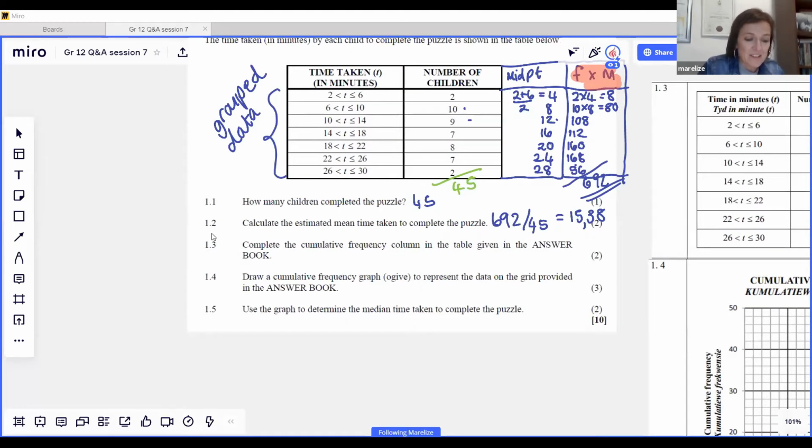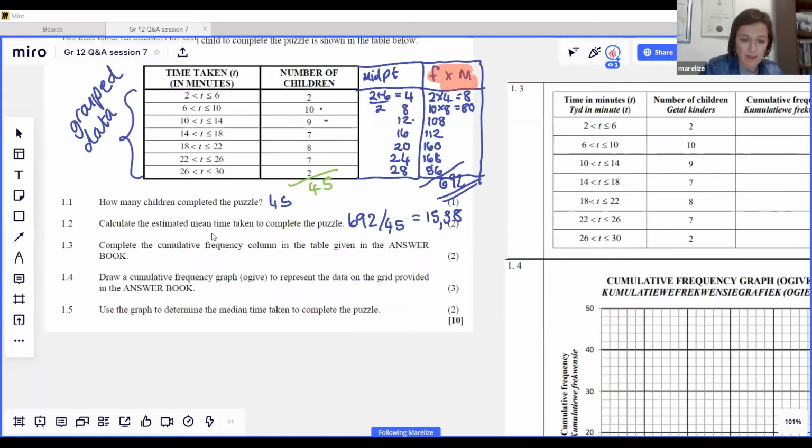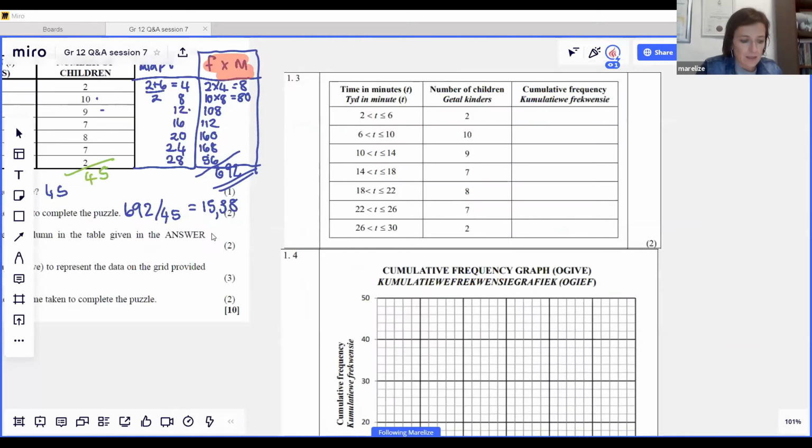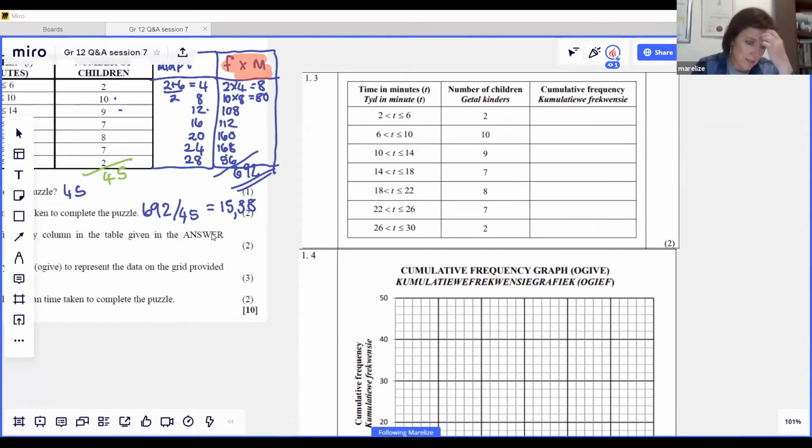Okay, complete the cumulative frequency column in the table given in the answer book. Okay, so I copy and pasted it over here. Here is our cumulative frequency. So when we do cumulative frequency, it is a rolling total. So we start with 2, then we go 2 plus 10 is equal to 12. 12 plus 9 is 21. 21 plus 7 is 28. 28 plus 8.